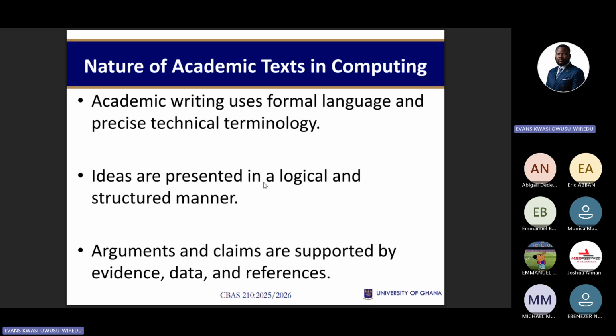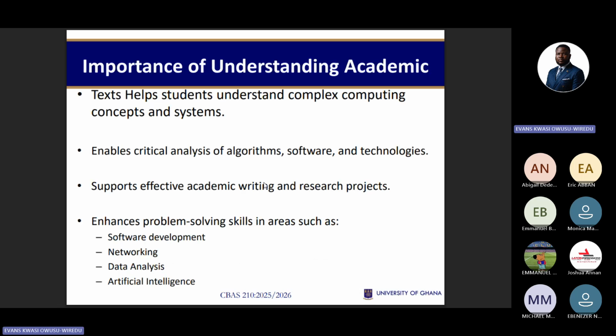So ideas are presented. I've talked about these ones already. We're talking about the importance of understanding, and the first one was on this one. I was just going back to refer. Okay, it enables critical analysis of algorithms, software, and technologies. It helps you to properly analyze things.